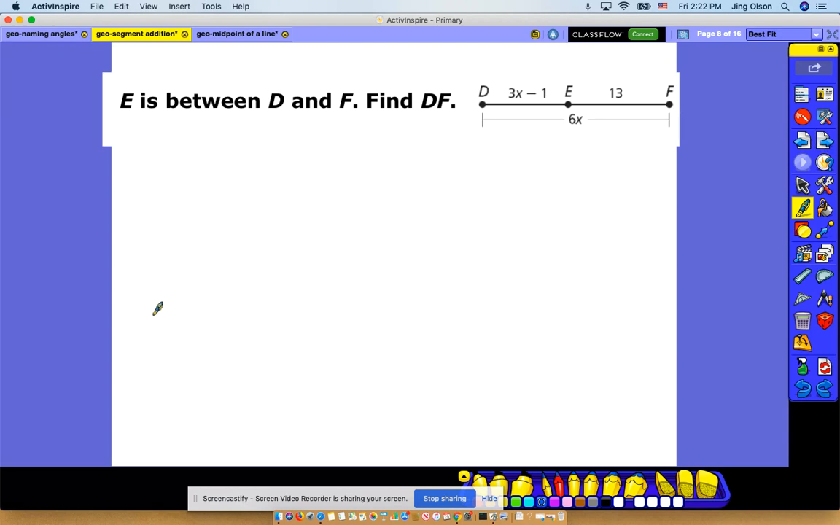Next one, we don't have numbers, we have variables here. DE is 3x minus 1, EF is 13, the total is 6x. The segment addition postulate says the length of DE plus the length of EF is equal to the length of DF, right? So this one and this one add up to this one. I'm going to go ahead and put it in. DE is 3x minus 1, plus EF is 13, is equal to DF is 6x. So the two short ones add together to equal the long one.